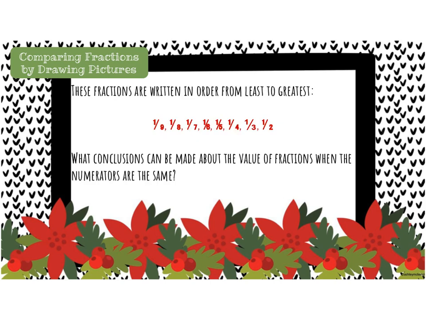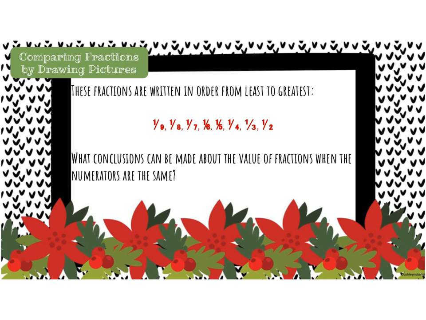Okay, now these are just fractions written out in order already from least to greatest. 1/9 is the smallest, which is smaller than 1/8, which is smaller than a 7th and a 6th, and then it keeps going in order. 1/2 is the greatest. What do you see or what do you notice about the value of fractions when the numerators are all the same? The same numerator, okay, it's 1 in every single one of these fractions.